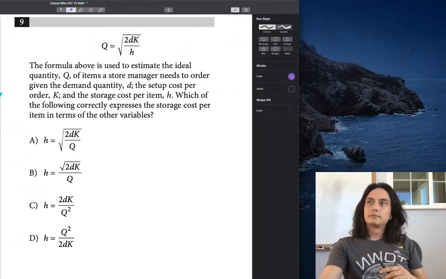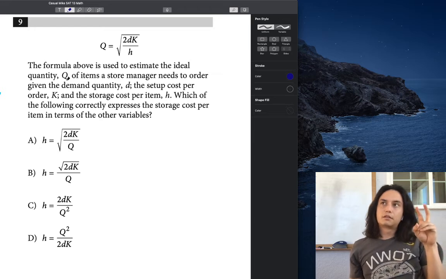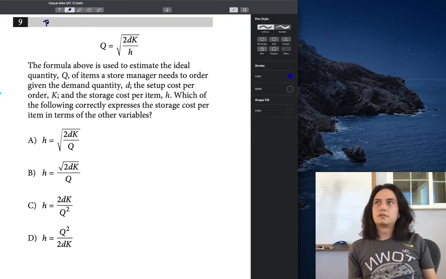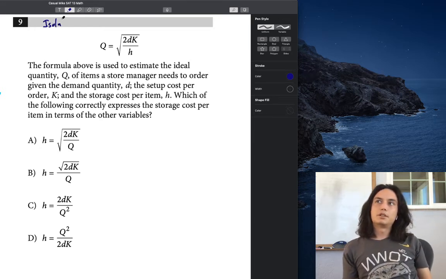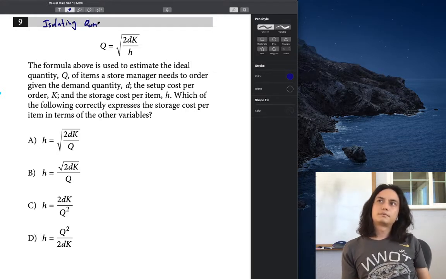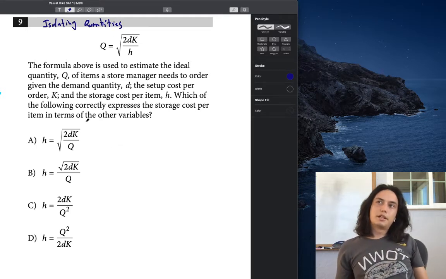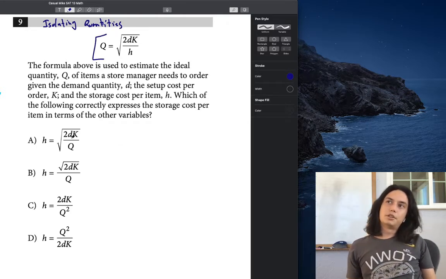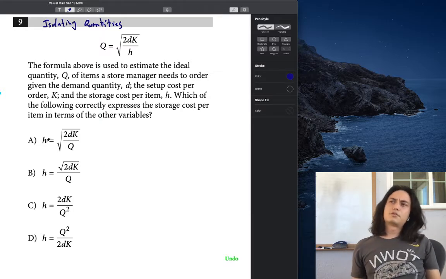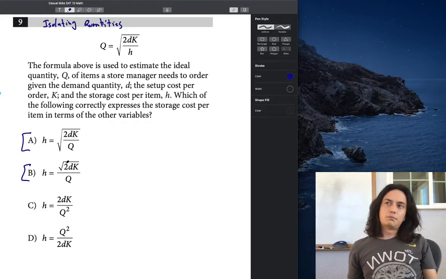Good. So 9. This is what's called an isolating quantities question. I'm going to write this up here. Isolating quantities. They're pretty recognizable actually because they start with an equation up here, and then all of the answer choices are different, rearranged versions of this same equation.